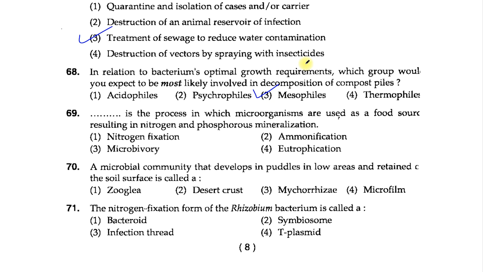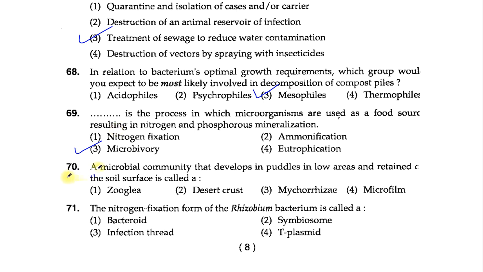Question number 69. Dash is the process in which microorganisms are used as a food source, resulting in nitrogen and phosphorus mineralization. Option 1 is nitrogen fixation, 2 is ammonification, 3 is microbiology, 4 is eutrophication. Here the option 3, which is the microbiology, is correct. It is the feeding of the microbes by the animals, and hence there is the mineralization of the nitrogenous and the phosphorus compounds.